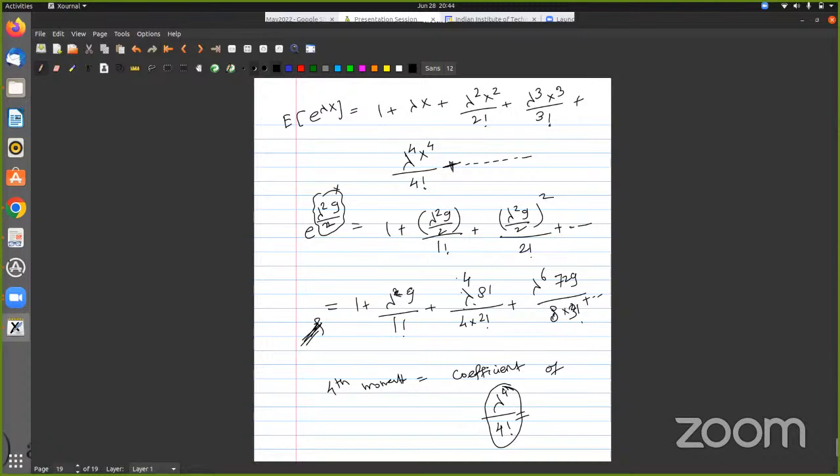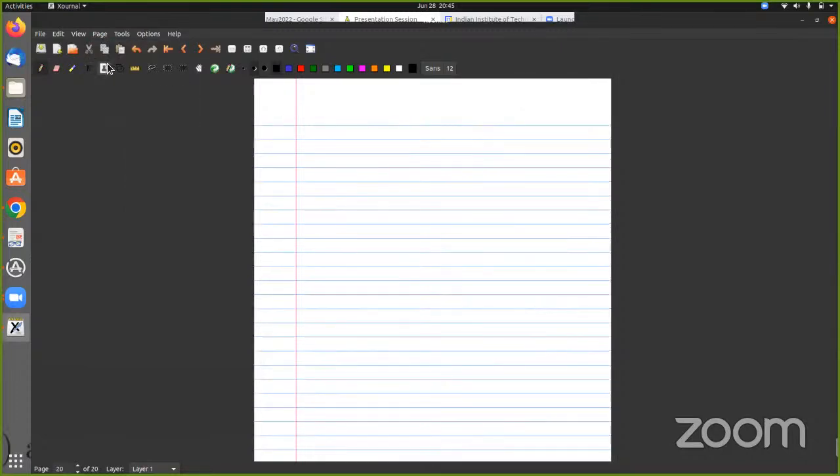All 1, 2, 3, 4, even 5 moments. Is the first moment not possible, right? Actually, see, I did not write expectation here. If you write expectation inside, the first moment, expectation of x, is it not possible? No, it is possible, right? Okay, I'm writing it again. Just see once more properly.